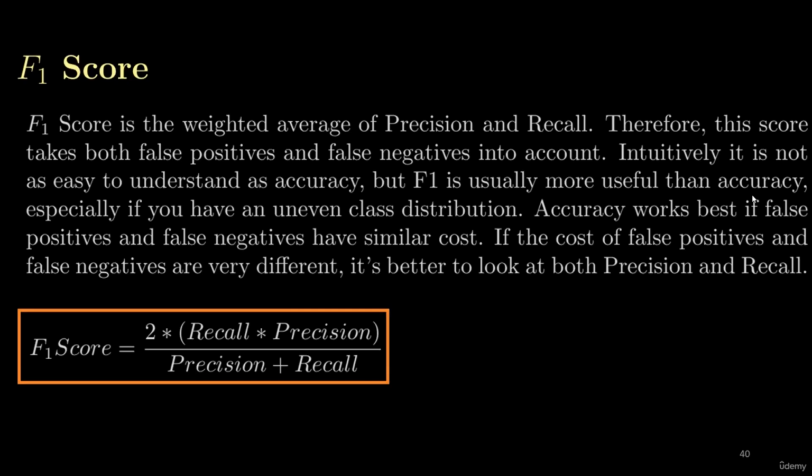Accuracy works better if false positive and false negative have similar cost. That is, you have similar numbers of false positives and false negatives, meaning your data is balanced or unbiased. On the other hand, if the costs of false positive and false negative are different, it's better to look at precision and recall. And finally, it's better to calculate the F1 score.